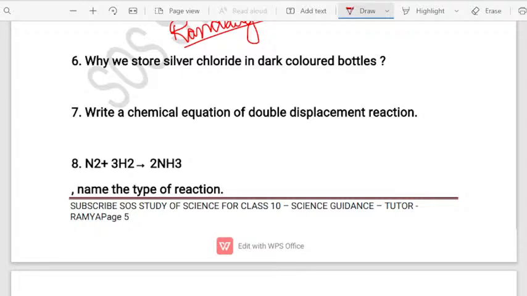Do you know the reason for this, dear students? Do you know what is the reason? Very good. Pallavi has given the right answer. Silver chloride reacts with the sunlight. Yes. Children, now in the decomposition reaction, you have seen this, right?